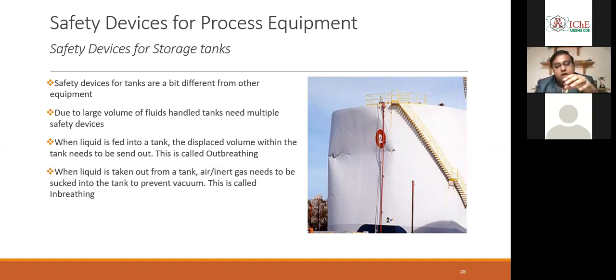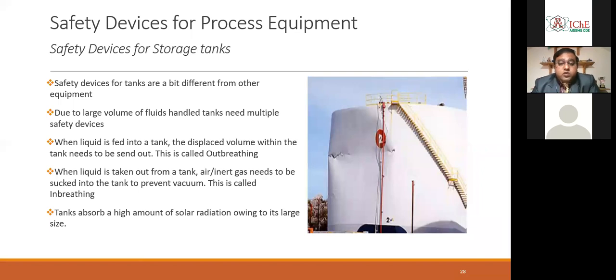Similarly, when you are taking liquid out of the tank, a vacuum is created within the tank, and then the external atmosphere pushes in, and this is what we have shown in the picture. This is what happens if the tank cannot do in-breathing. The moment you are pumping out of the tank, you have to suck in an equivalent amount of either air or nitrogen to maintain the balance within the tank so that it doesn't go into vacuum.